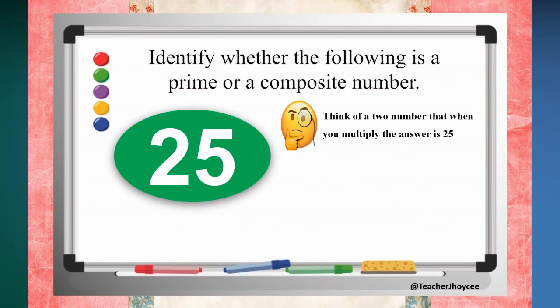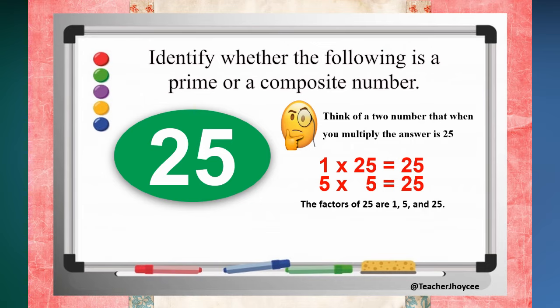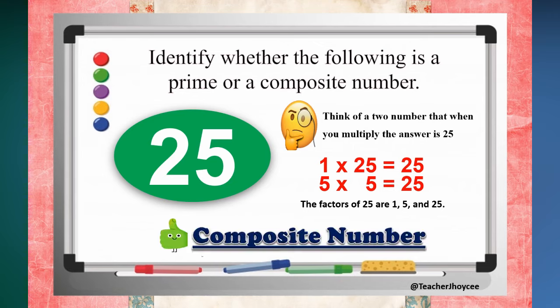Now we have 25. Think of two numbers that when you multiply, the answer is 25. So we have 1 times 25, which is 25. And then we also have 5 times 5 is 25. So the factors of 25 are 1, 5, and 25. So 25 has more than 2 factors. So therefore, 25 is a composite number.